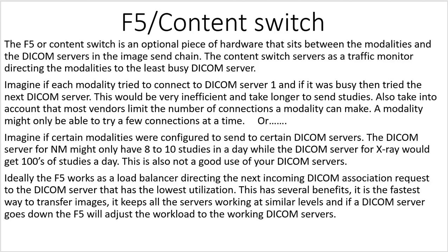So ideally, the F5 works as a load balancer, directing the next incoming DICOM association request to the next available DICOM server that has the lowest utilization. This has several benefits, and it's the fastest way to transfer images. It keeps all the servers working at similar levels, and if a DICOM server goes down, the F5 will just adjust the workload to the working DICOM servers. It's transparent to the user how many DICOM servers are actually running in that type of scenario.